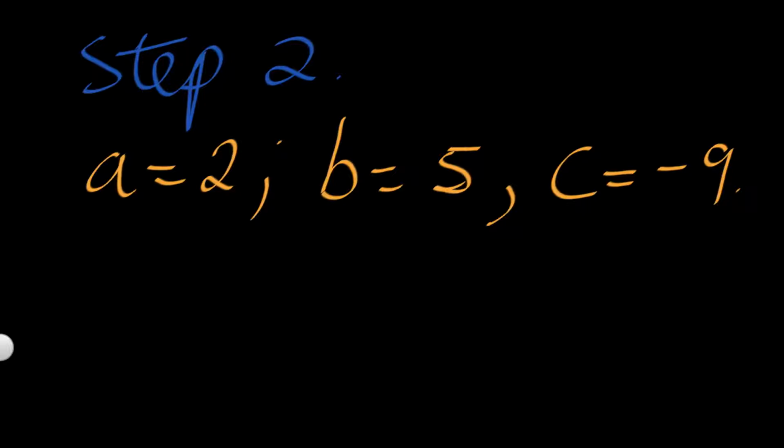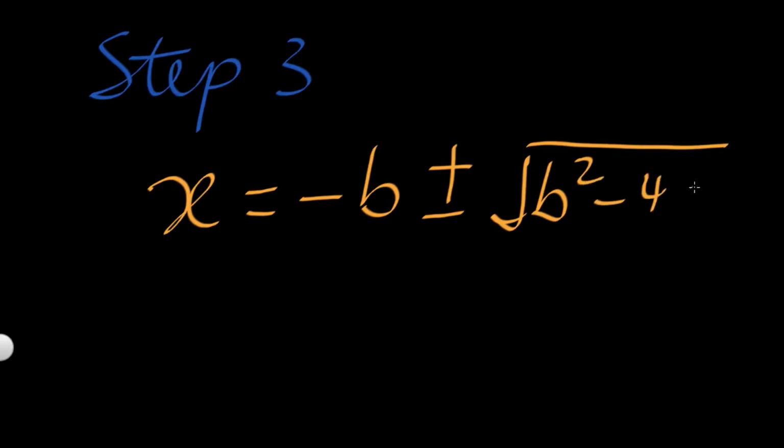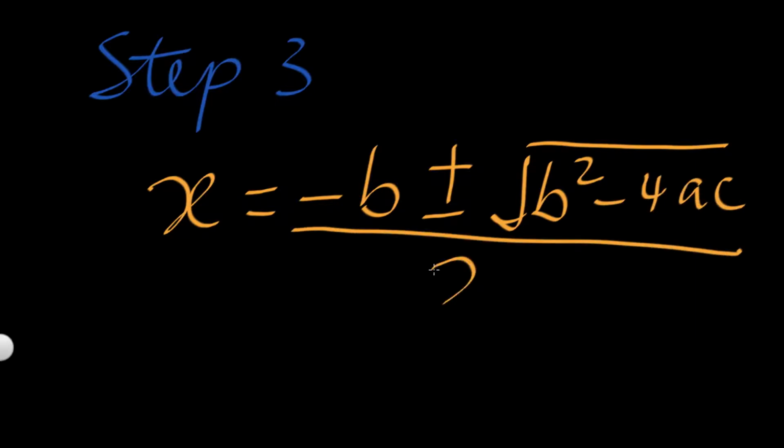Then in step number 3, let me clear my part and start again. In step 3, write your formula, which is the quadratic formula. It's usually given in formula sheets, or if you're not given, just try to memorize it and have it. The quadratic formula says x is equals to minus b plus or minus the square root of b squared minus 4ac all over 2a. So step number 3 is simply writing your quadratic formula.